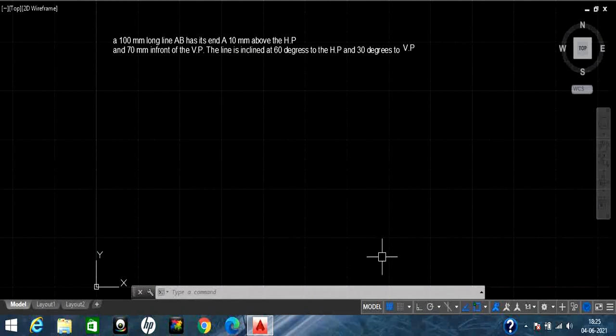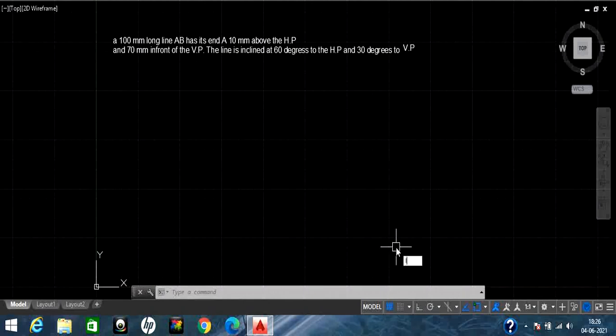Please see the procedure for how to draw this line. Whenever you draw this type of problem, you need to check the condition, whether theta plus phi equals 90 or not. Here two angles are given, 60 degrees and 30 degrees. This 60 degrees is theta and this 30 degrees is phi. Then theta plus phi equals 90. In that case, please see the procedure for how to draw the inclined line, the projection of this 100 mm long line.